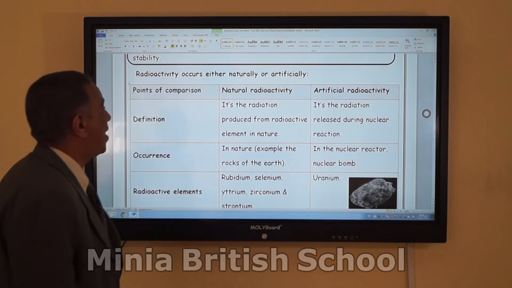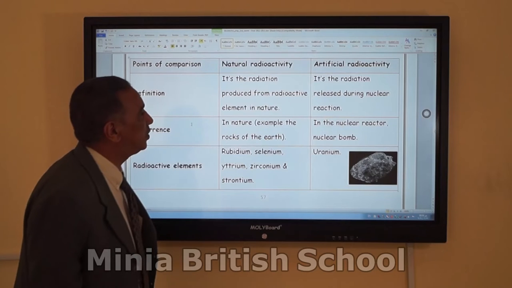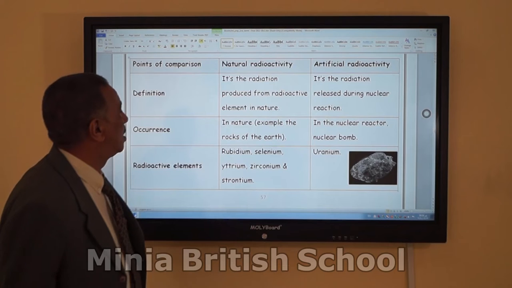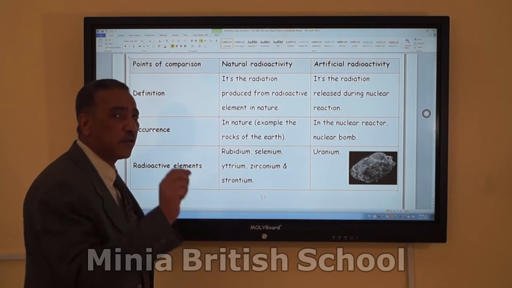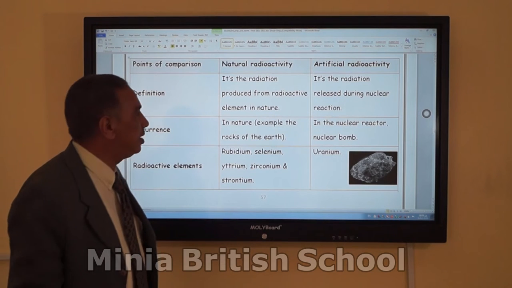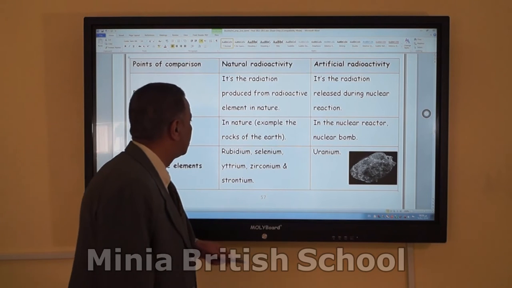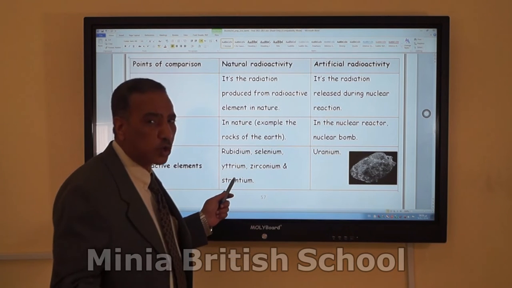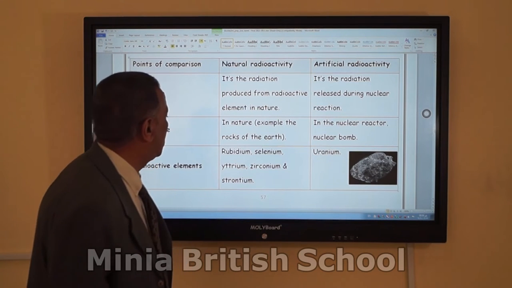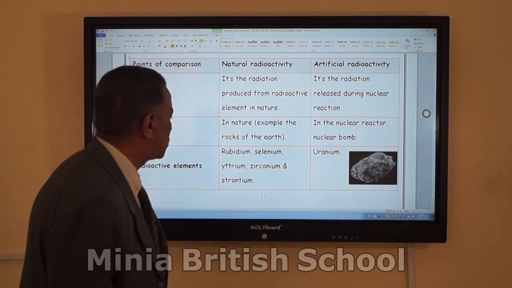Radioactivity occurs either naturally or artificially. In natural radioactivity, the radiation from the nucleus of the radioactive element takes place naturally, without human interference, in nature, such as in most rocks in the Earth's crust. There are many elements that show natural radioactivity, such as rubidium, selenium, yttrium, zirconium, and strontium.